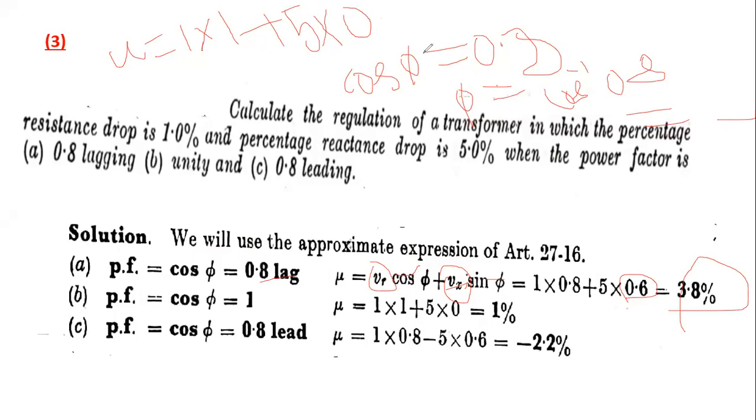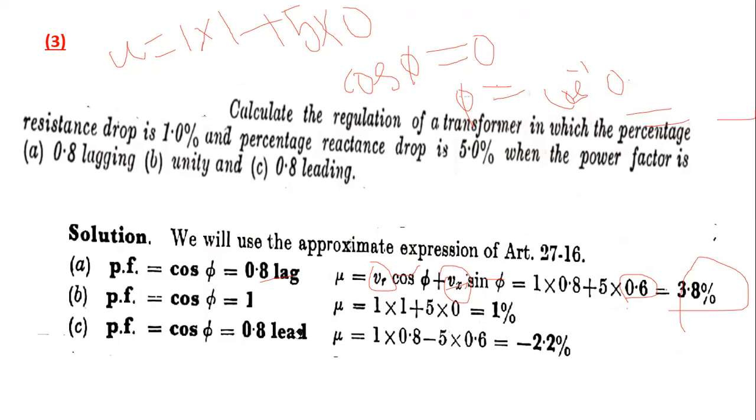Similarly, in this procedure, cos phi is equal to 0, then phi is equal to cos inverse of 0. Then we obtain the value for phi and determine the sine of that angle, and we obtain its value, which is 0. At unity power factor, we obtain 1%.